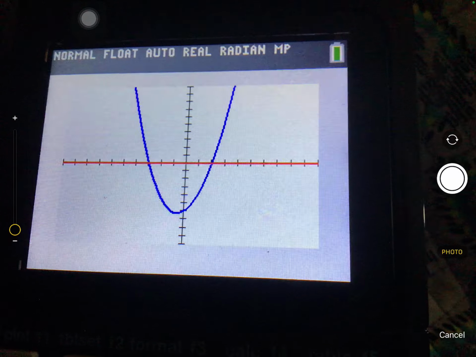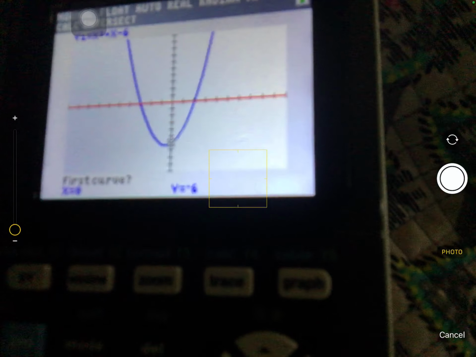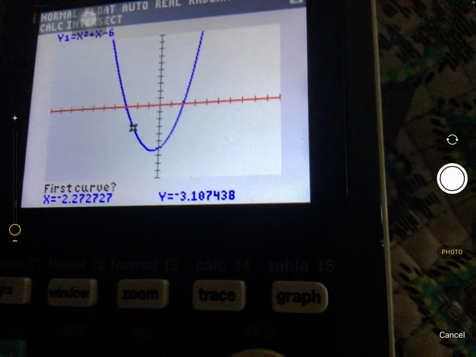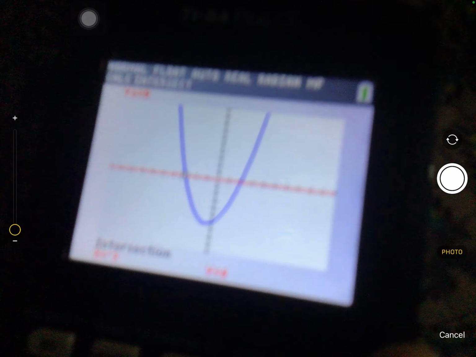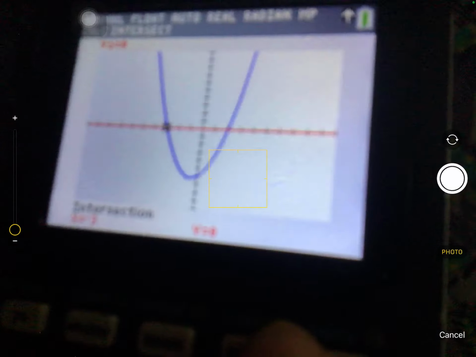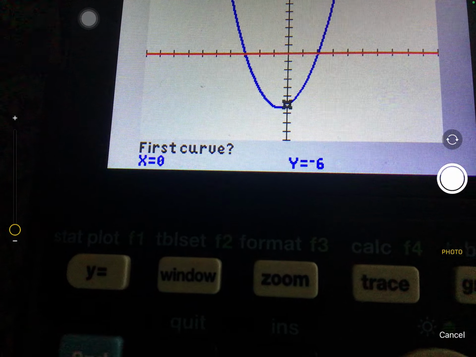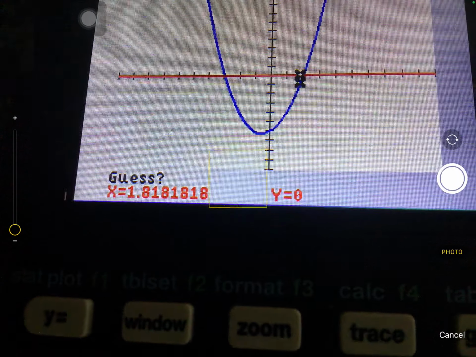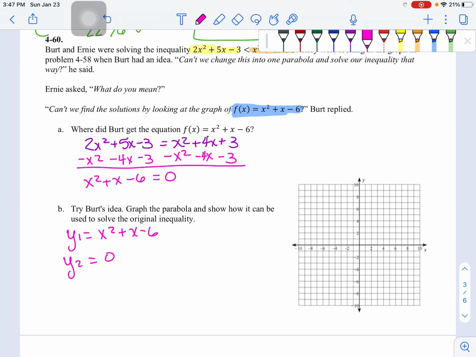So -3 and 2. And again, you can always do second, calculate 5 for intersect. And you are moving the cursor into this area. Okay, whoops, sorry. And we got a -3 right here. And we're going to go second, calculate 5 again, and move into this area here. Okay, and we get the 2. All right, so we've got those 2 answers. The x equals -3 and the x equals +2, right?